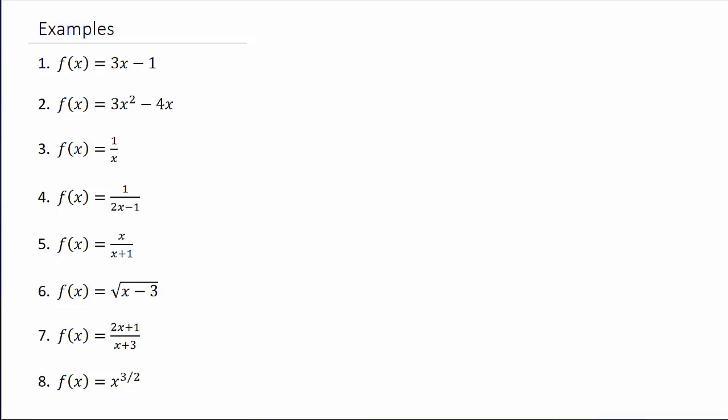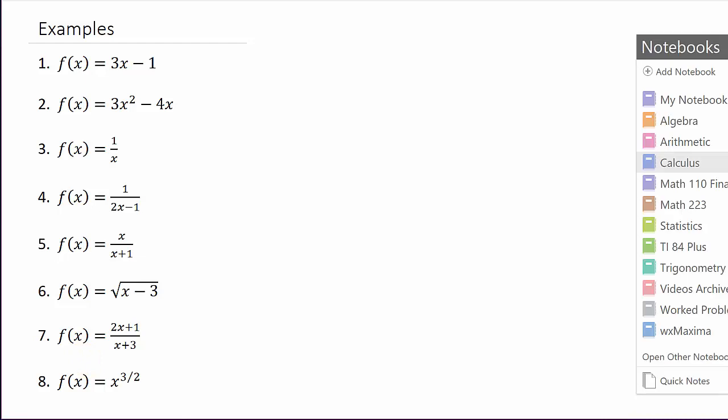Alright, so let's look at example 3, finding the derivative of a function using the definition. These are all the examples that I'm going to work. Each example will have its own video. So here's your videos 1 through 8. Okay, so check them out. Let's look.